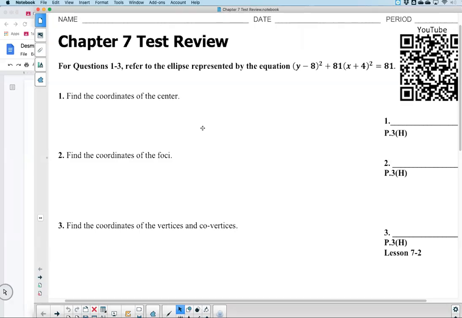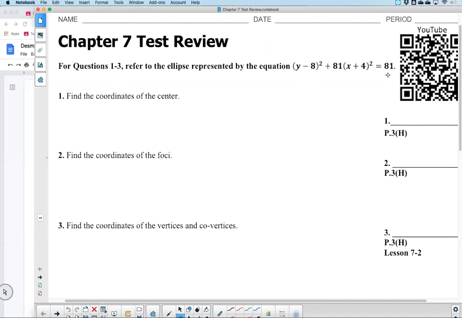All right, let's take a look at the Chapter 7 test review. This is over conic sections. I'm just going to give you in advance, there will be problems on the test where you use the same equation multiple times. Your online tests randomize the questions, so they might not be back to back, but for the test review, we're going to do 3 questions off of this one equation.